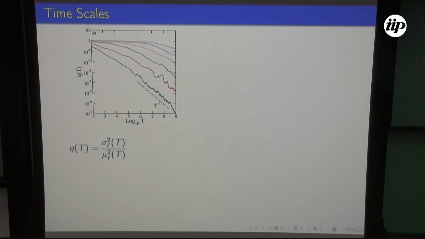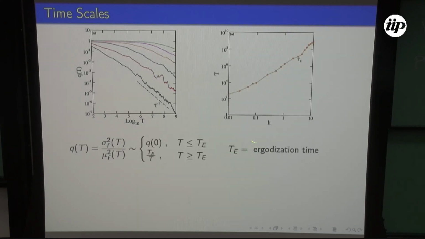Now, we call the ergodization time the prefactor of this 1/t decay. We measure this prefactor, and we put it here as a function of the energy. So you see, as we get close to the integrable limit, this ergodization time diverges.